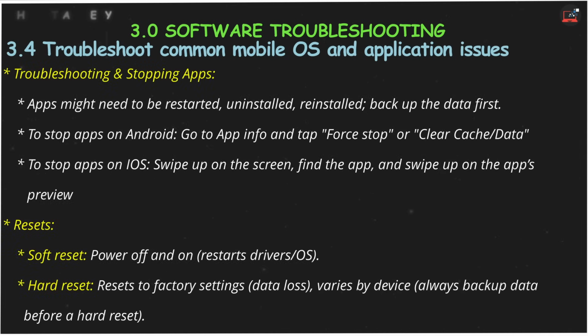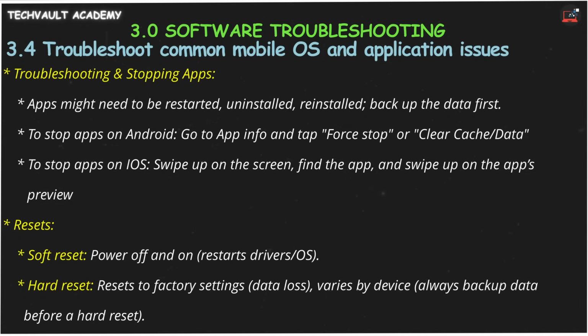Troubleshooting and stopping apps. Apps might need to be restarted, uninstalled, or reinstalled. Back up the data first. To stop apps on Android, go to App Info and tap Force Stop or Clear Cache Data. To stop apps on iOS, swipe up on the screen, find the app, and swipe up on the app's preview.